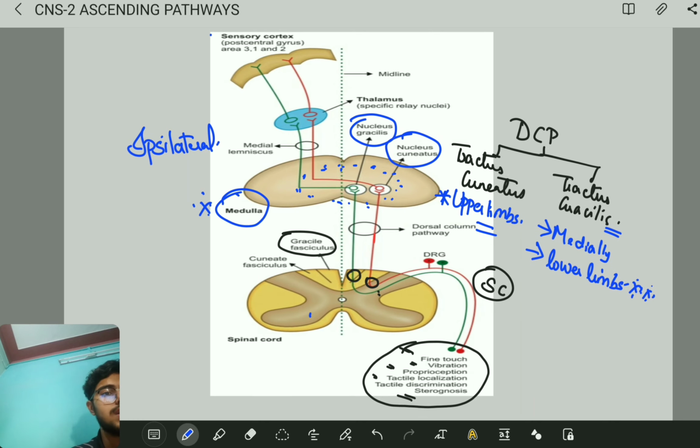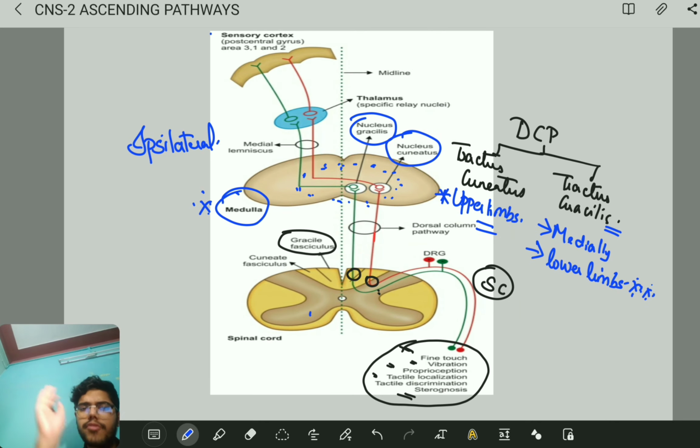Got it? Fine. Now how to write in the examination? First order neurons. You will be writing all those receptors, and it's moving through the spinal cord. Okay, and you will be naming it as tractus cuneatus and tractus gracilis.